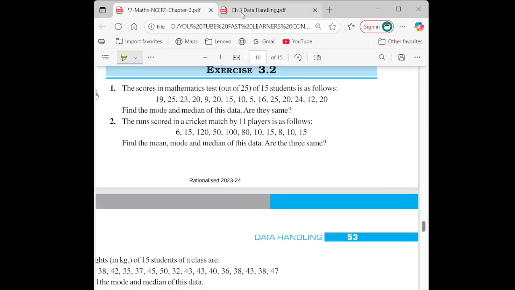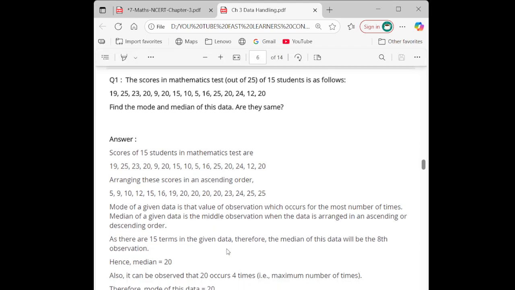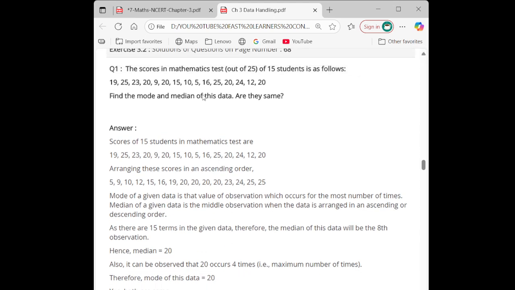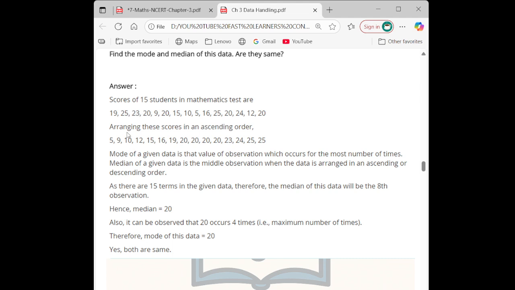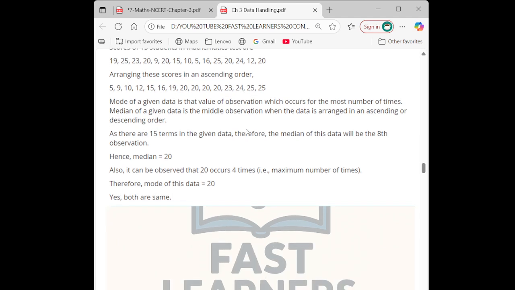Now let's see exercise 3.2. See here, you need to find out the mean, mode and median of the data. So you just arrange the observations in ascending order. Once you arrange the observations, you will see the frequently occurring observation is 20, and that is why that is the mode of the data. If we have to find out the median of the data, then we have to see that there are 15 terms in the given data, and the median of the data will be the 8th observation.